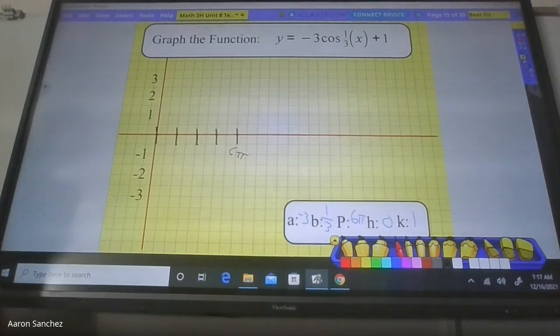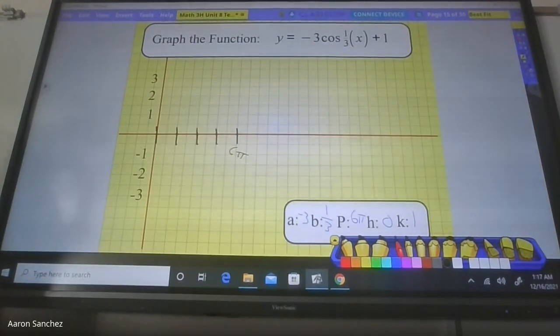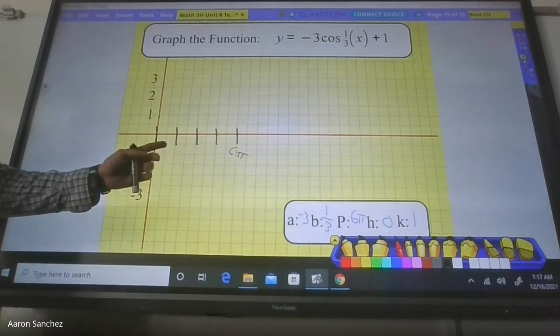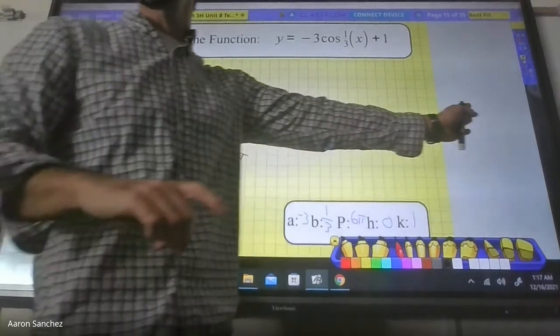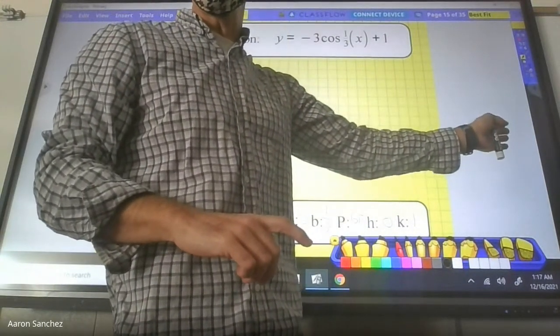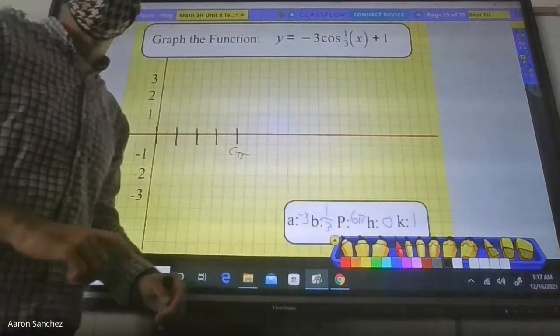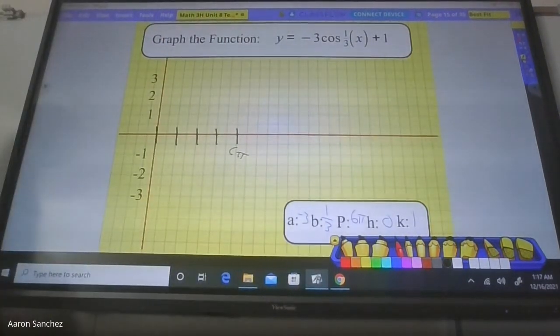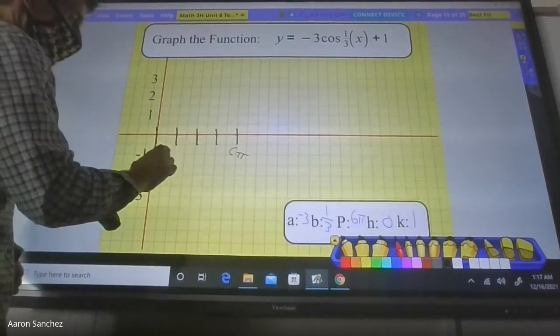Would it be wrong if we started with 5 over 2 and kept going? That would not be wrong, but you would have to go all the way to 6 pi, and so you would not be able to fit it on your graph. So it's not wrong, but I don't see how you'd be able to pull it off. You just have this super long graph.